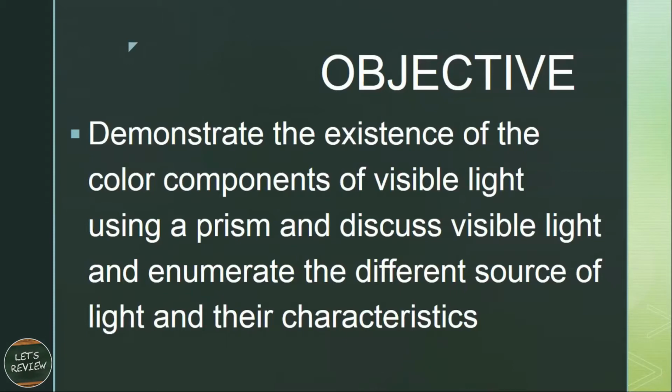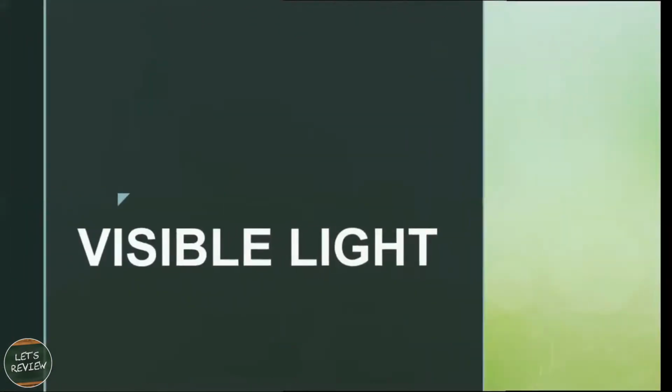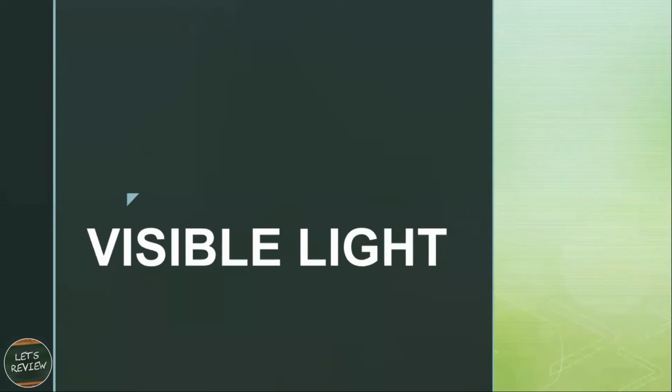So we have to demonstrate the existence of these colors, components of visible light, using a prism, and discuss visible light and enumerate the different sources of light and their characteristics. So let's begin with what the eye perceives, and that is called the visible light.